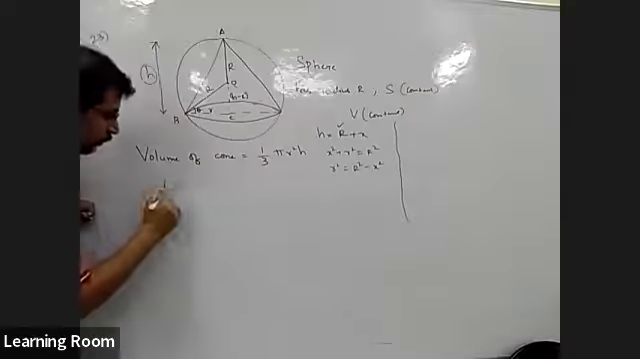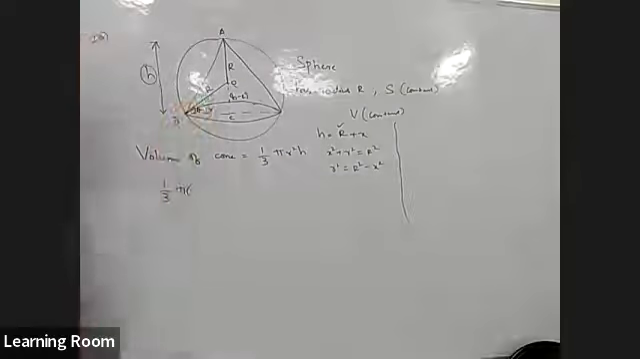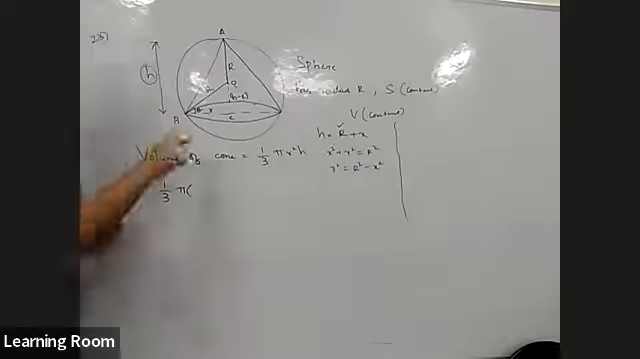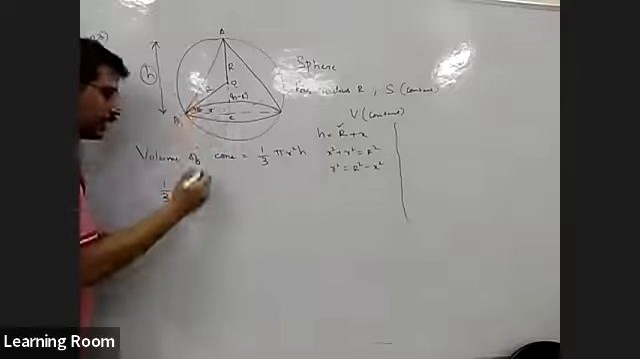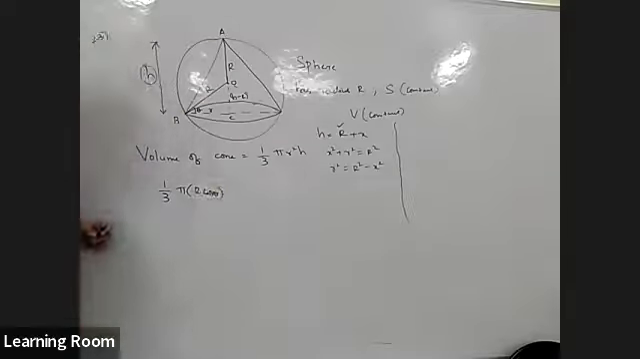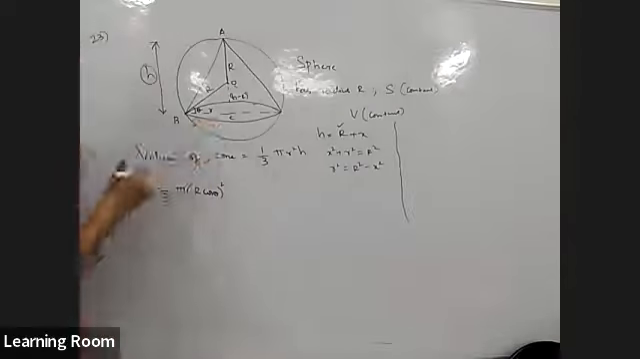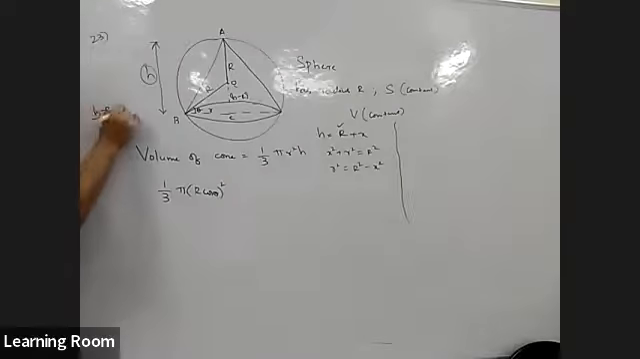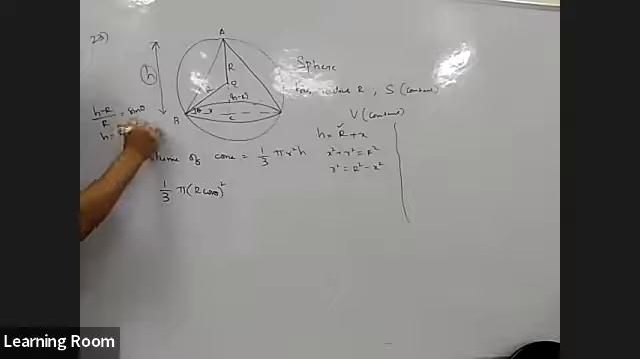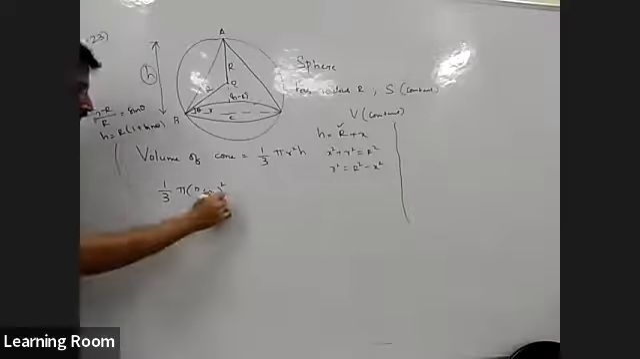So 1 by 3 into pi into, how can I write smaller r in terms of capital R? Small r will be equal to capital R cos theta, squared. Similarly, h minus capital R divided by capital R is how much? Sin theta. Then what will h be equal to? R into 1 plus sin theta. Does it make sense? So take this and substitute it here.